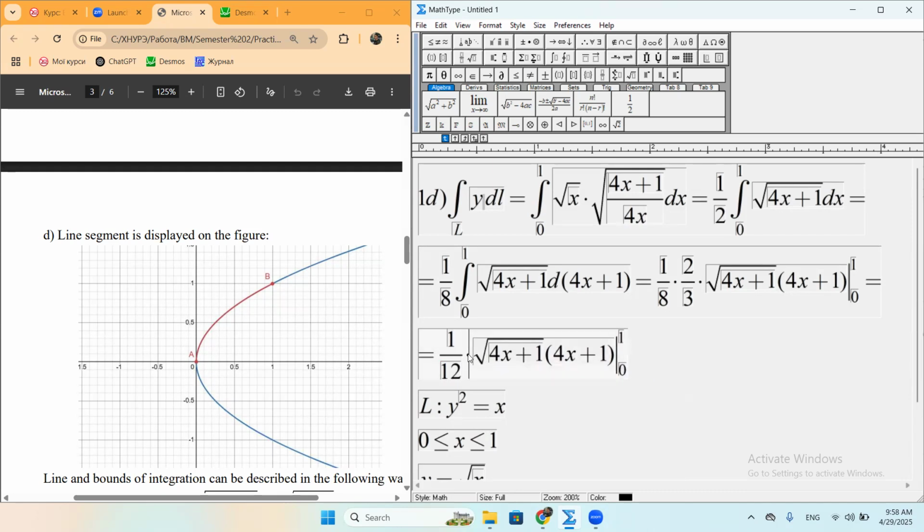And here, so 5 square roots of 5 minus 1. And this is the final answer. Any questions about this exercise?